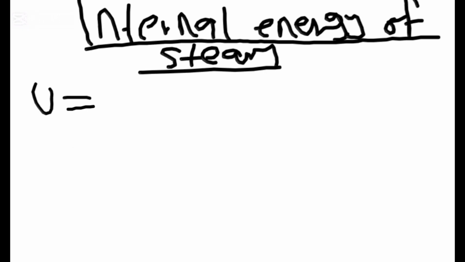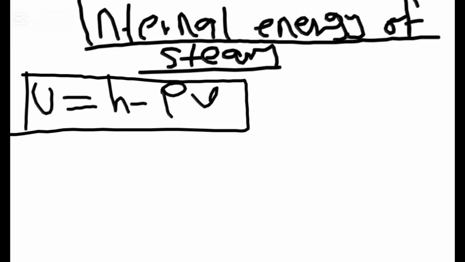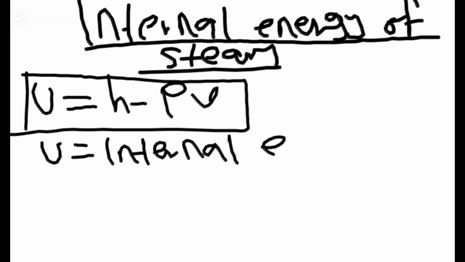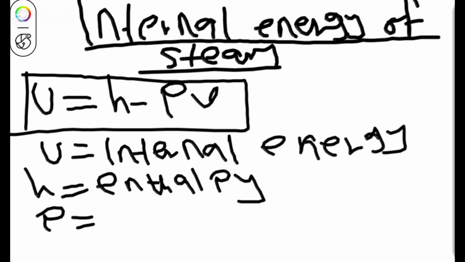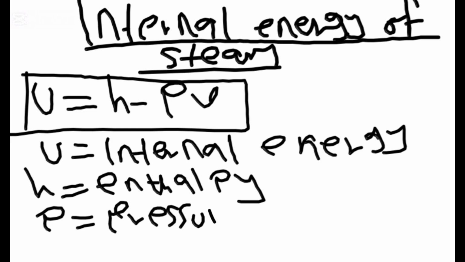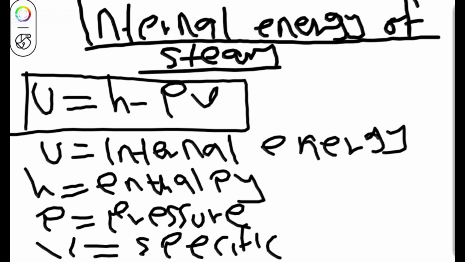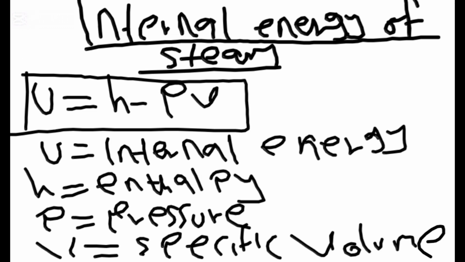The internal energy is the same thing as h minus pv, whereby the u stands for the internal energy, and the h stands for the enthalpy, and the p stands for the pressure, and v, which is the specific volume. So this is all for the internal energy of steam.